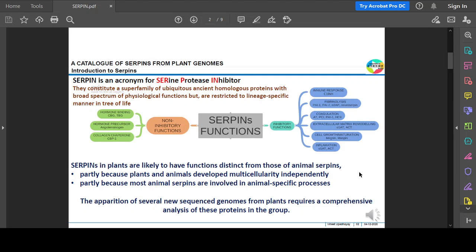Why are serpins unique? Because they bind to the serine proteases covalently at the active site residues and block them irreversibly and modulate their functions. So the Phytozome database released many new genomes of different species of plants, and we tried to find and catalog the serpins in those new genomes.